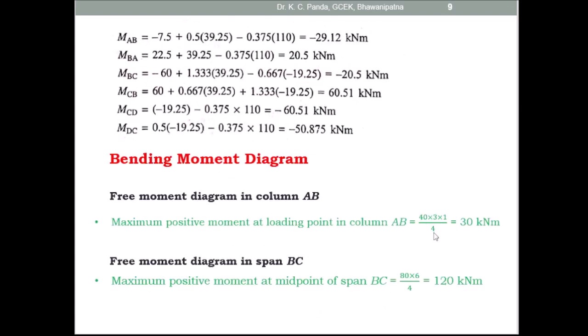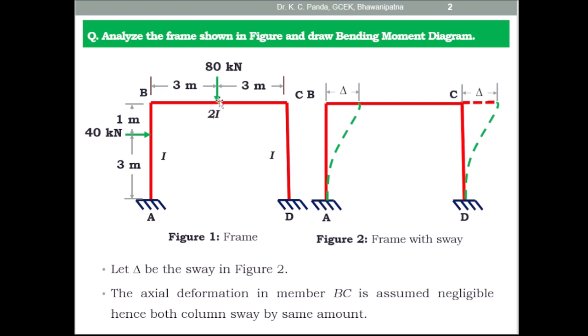40 into 3 into 1 by 4. So this is equal to 30 kilonewton meter. Similarly, find out the free moment in span BC. There is a concentrated load at the midpoint. So what is the maximum positive moment at the midpoint?